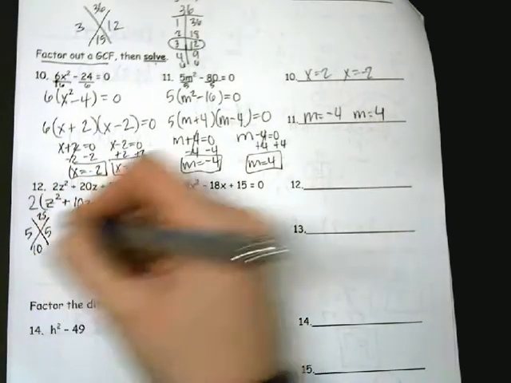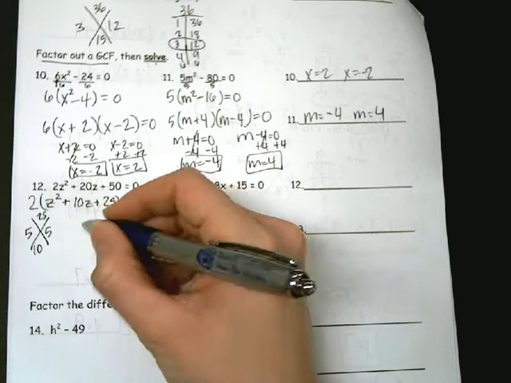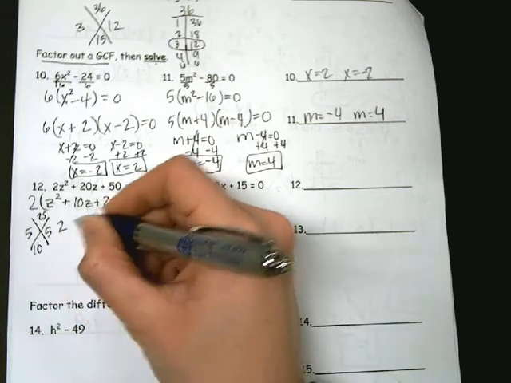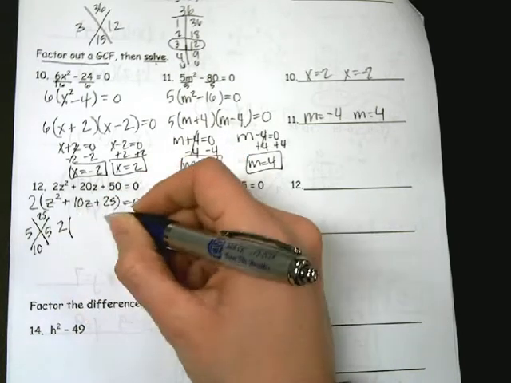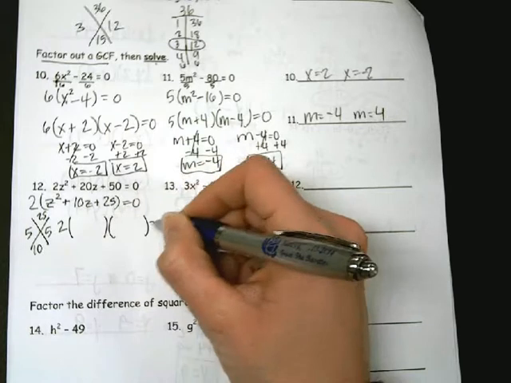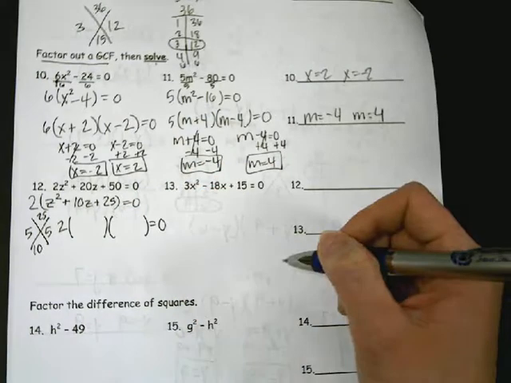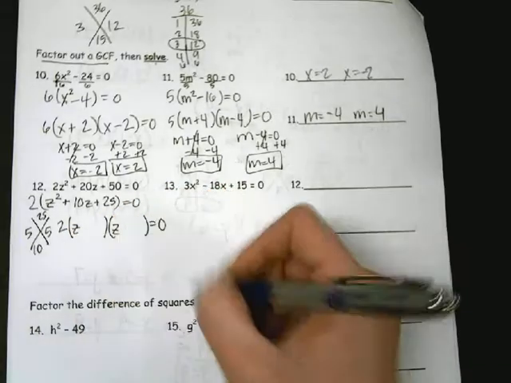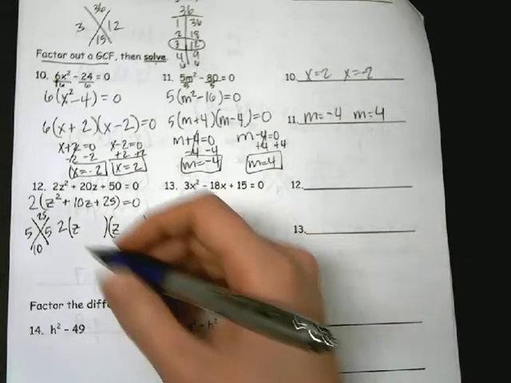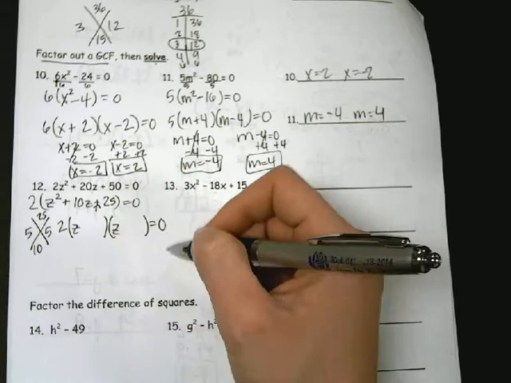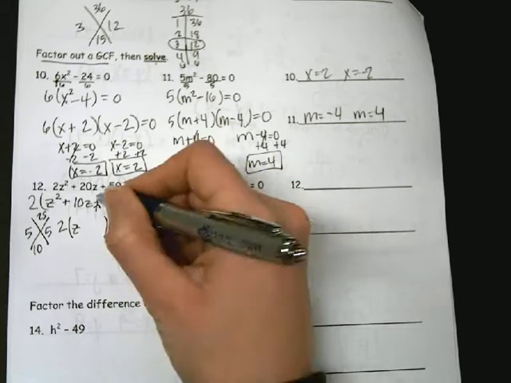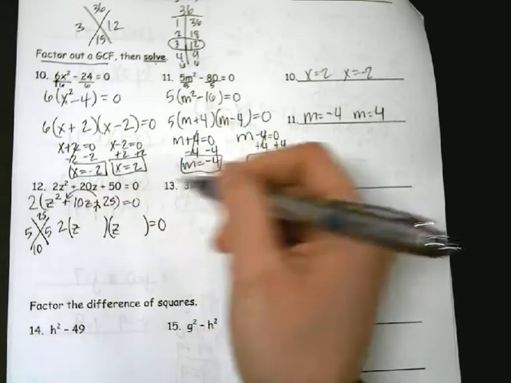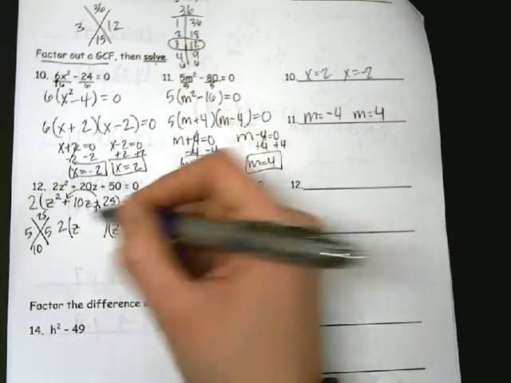So, to continue my actual problem, you've got 2 outside the parentheses. I'm factoring, so I know I'm going to have 2 parentheses. What times what is z squared? Well, z times z. I know my signs are going to be the same because of that positive sign right there. And then this positive sign tells me they're both positive. So plus, plus, and then 5 and 5.